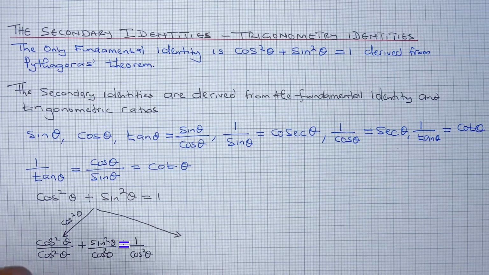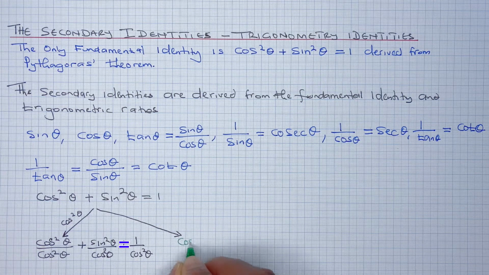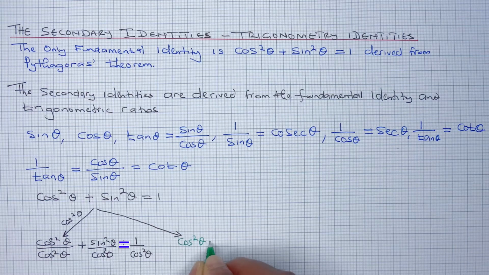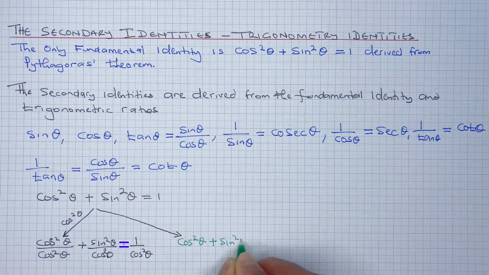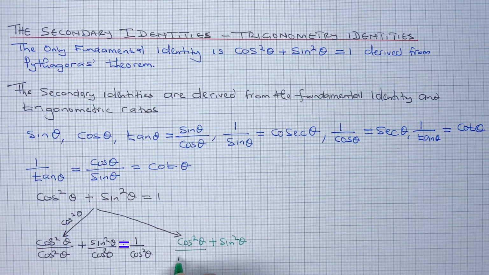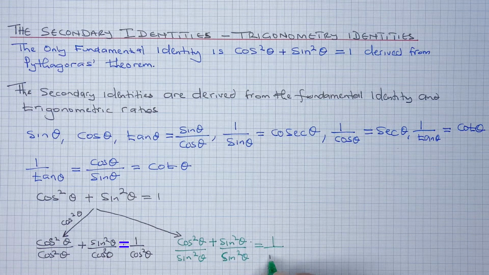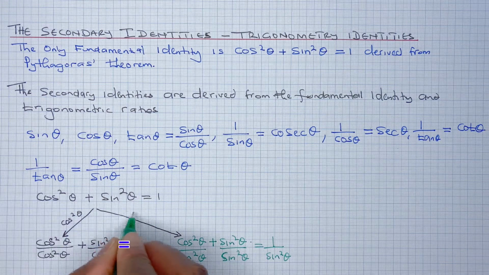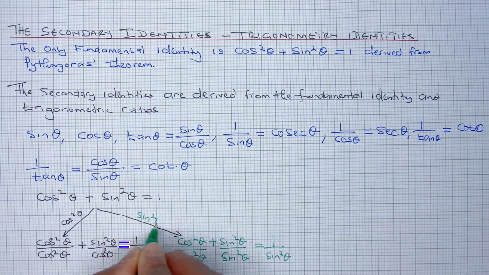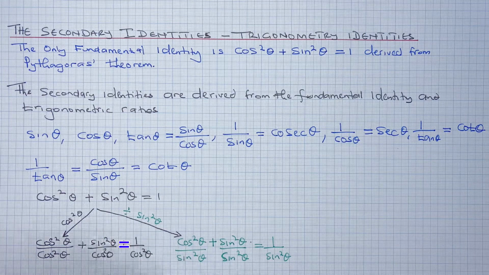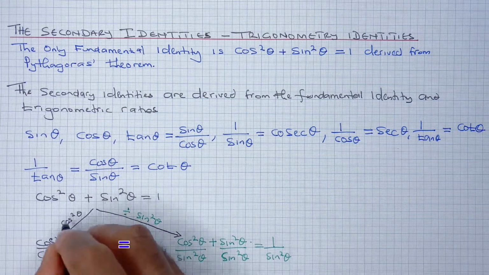And the other way is to divide it by sine squared theta: cos squared theta over sine squared theta plus sine squared theta over sine squared theta equals 1 over sine squared theta. So this is dividing it by sine squared theta, right? And the other is dividing it by cos squared theta.